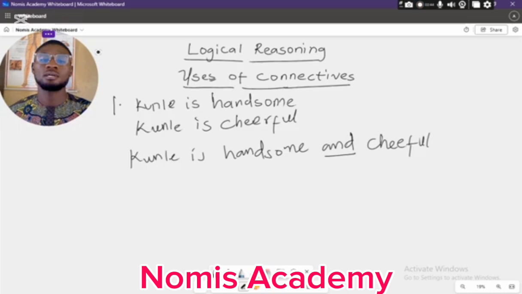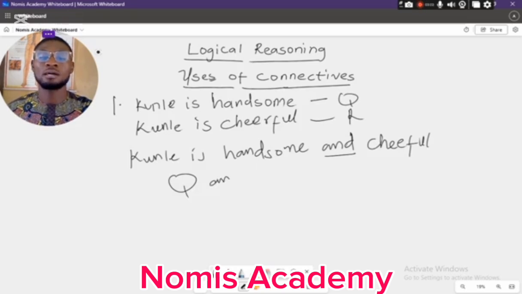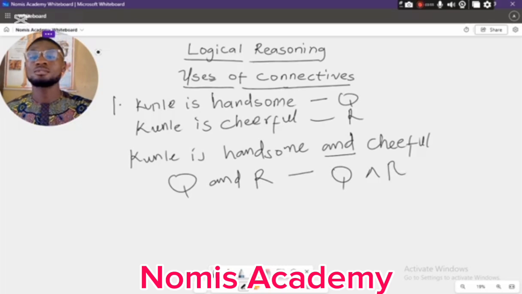Supposing the first statement, Kunle is handsome, is represented with letter Q, and Kunle is cheerful is represented with letter R, then Kunle is handsome and cheerful can be written as Q and R. With the use of the conjunction symbol, we can rewrite Q and R. So if Kunle is handsome is represented with Q and Kunle is cheerful with R, the statement Q and R means Kunle is handsome and cheerful.